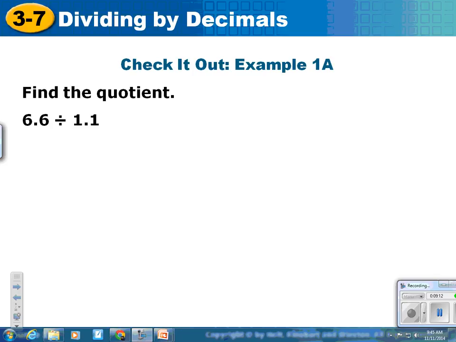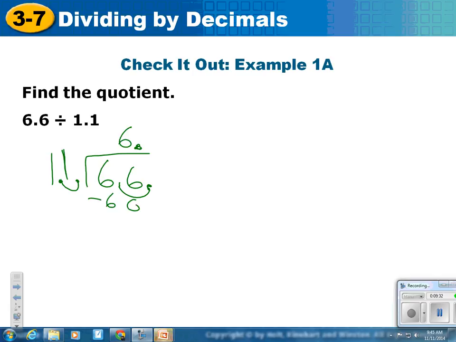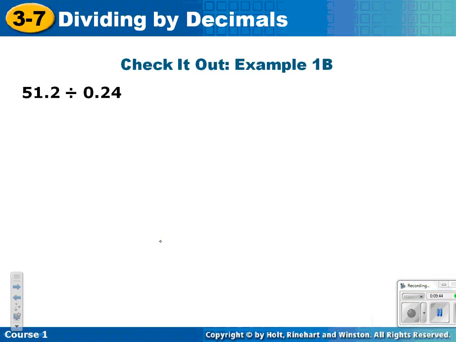So we have 6.6 divided by 1.1. We need to move this dot over 1 place. 1 spot, dot goes straight up. 11 goes into 66 6 times. We're done. You don't have to put a dot there. I'm just showing you that that dot will be right there. The next problem, I would like you guys to try this one on your whiteboard. It's a little more complicated than the one before.